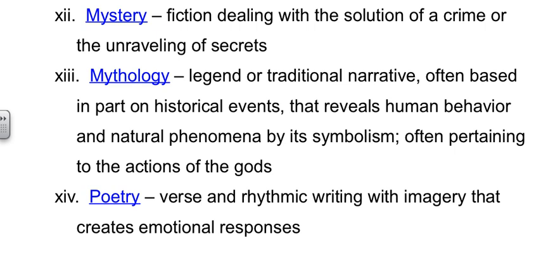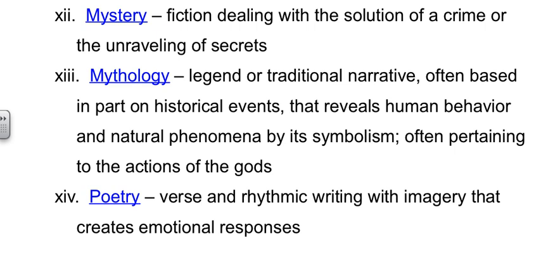The next one is mythology, which is a legend or traditional narrative often based in part on historical events that reveal human behavior and natural phenomena by its symbolism, often pertaining to the actions of the gods. Pretty much Greek, Roman, Norse, pick a mythology, they've all got stories.